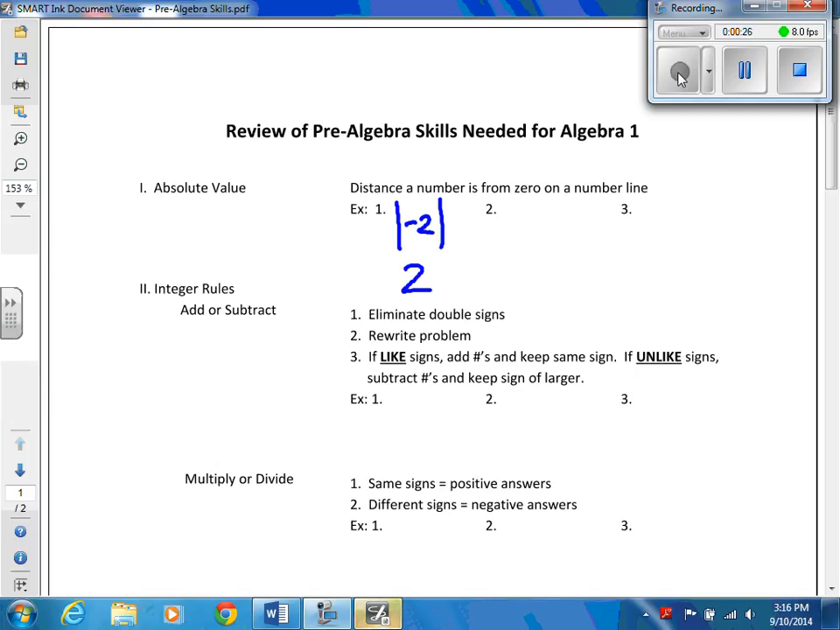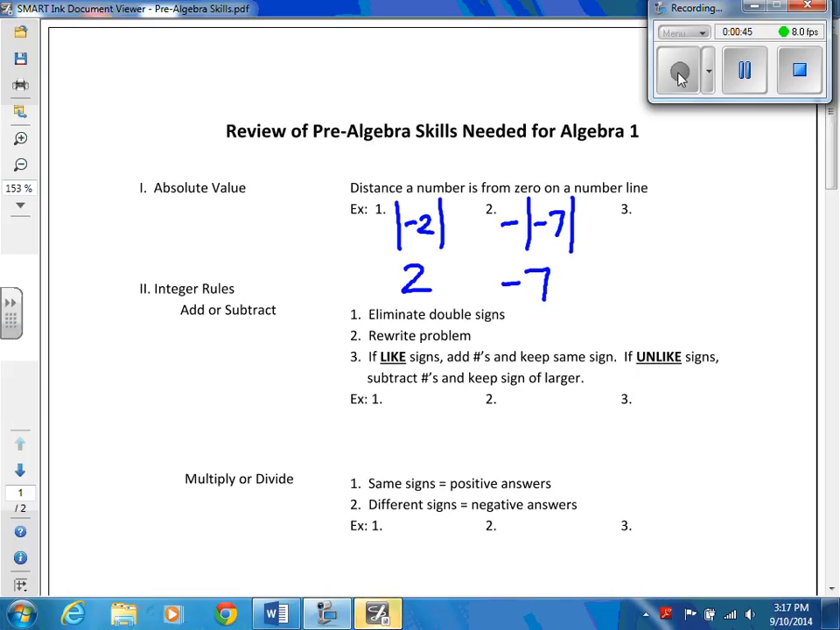Another example has the negative sign on the outside with absolute value of -7 inside. Right? You have to do the absolute value bars first. So -7 is 7 spaces from 0, and because there's a negative on the outside, the answer is -7. This is the only instance when you will have a negative answer for an absolute value problem.